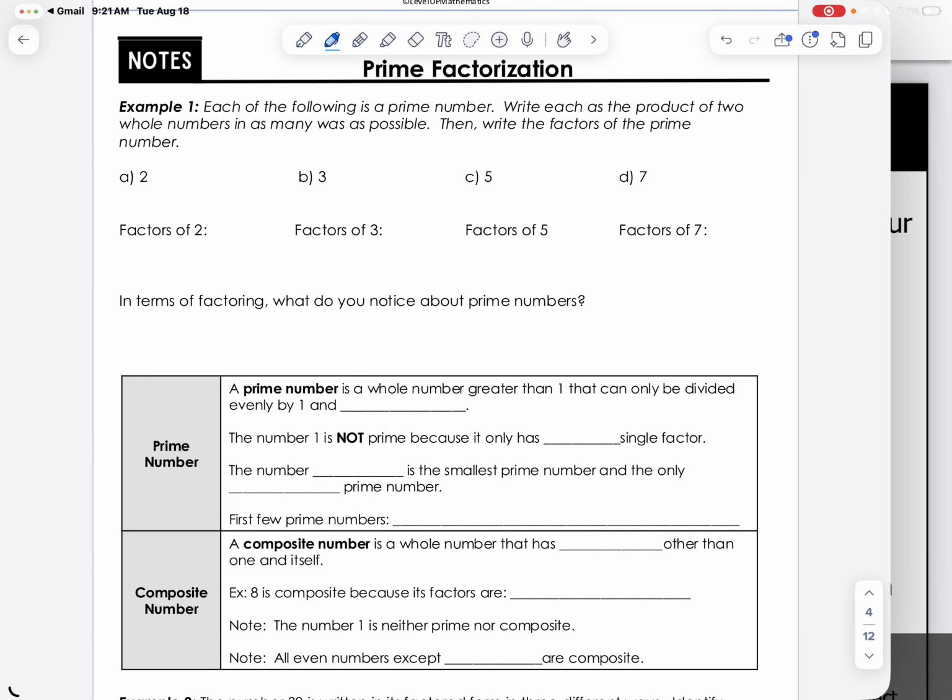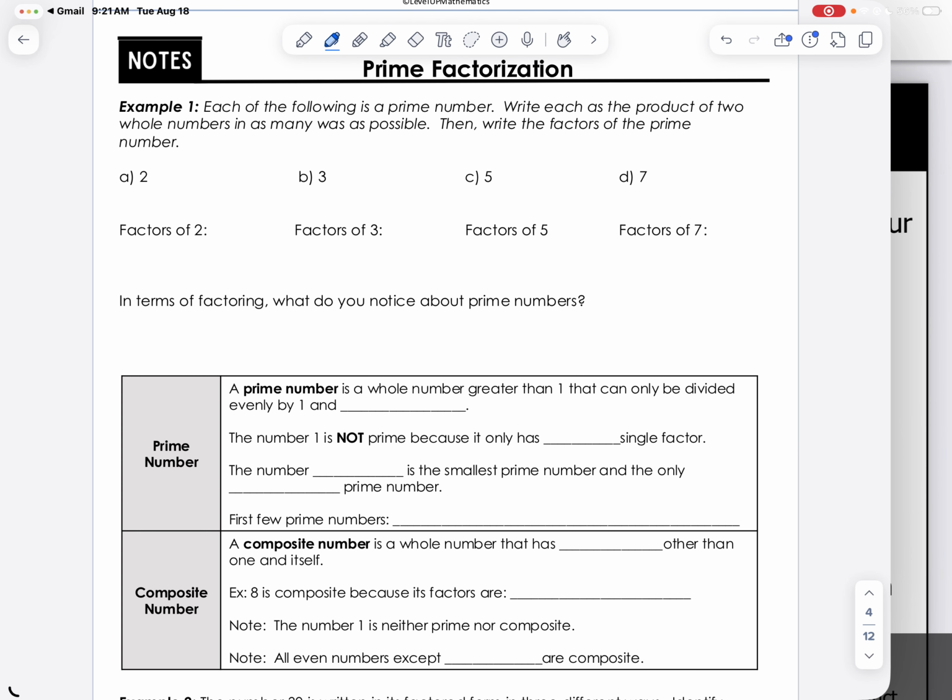In today's lesson, we will be exploring prime factorization. Let's start with an example. Example 1. Each of the following is a prime number. Write each number as the product of two whole numbers in as many ways as possible. Then write the factors of the prime number.